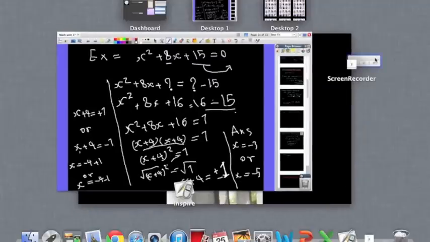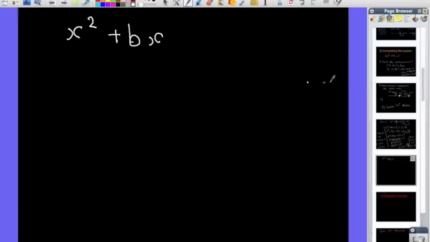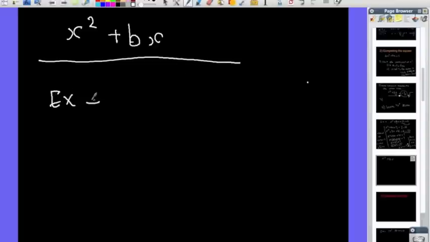And now let's move on to x squared plus bx. So if we have x squared plus bx, in order to make a perfect square, we need to add the square of half of the coefficient of x. So basically, okay, this is how you do it. If we have an example of x squared plus 6x, you see that it's an x squared plus bx. We only have x squared and we only have bx.